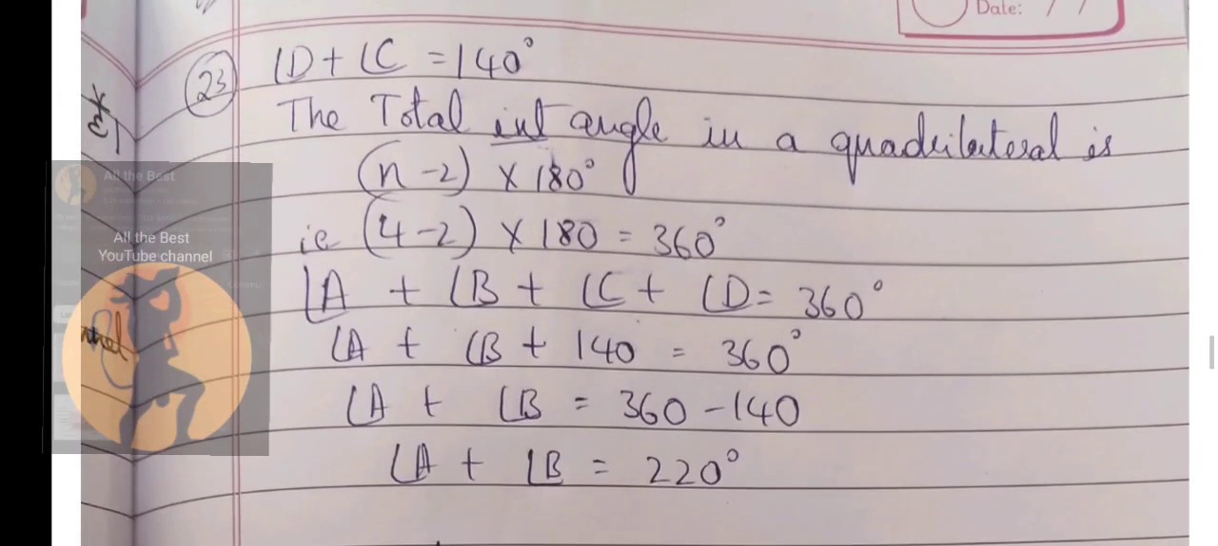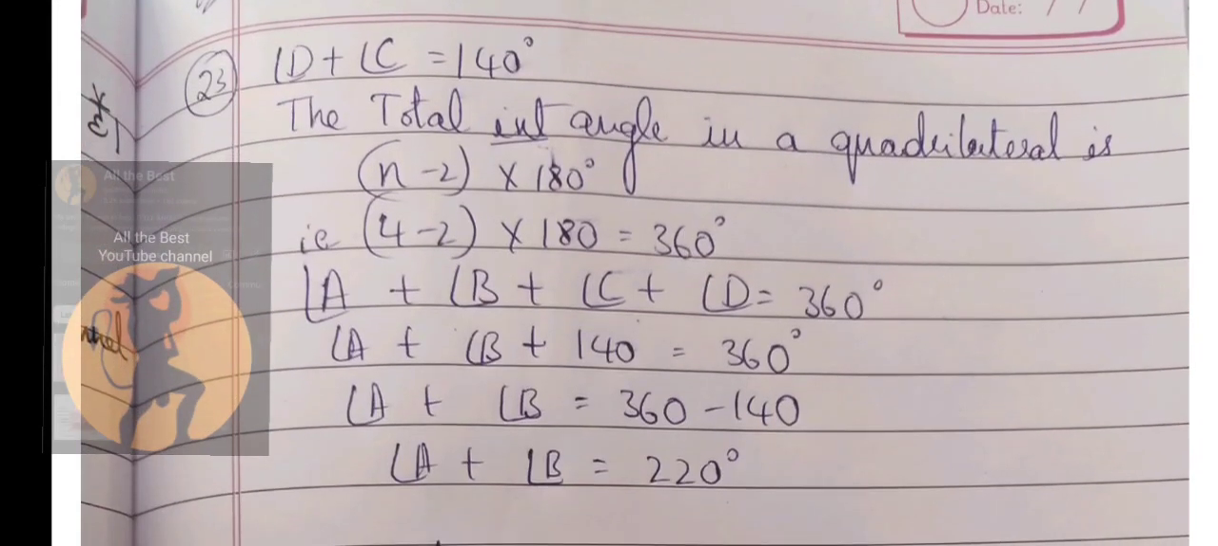So 23rd question: in a quadrilateral ABCD, the sum of angle C and angle D is 140 degree. The rays drawn to divide angle A and angle B equally intersect each other at P. Find the measure of angle APB. So P is equal to 70 degree. I have calculated it over here.